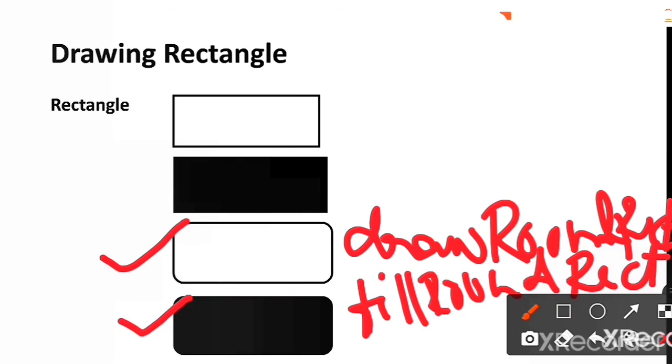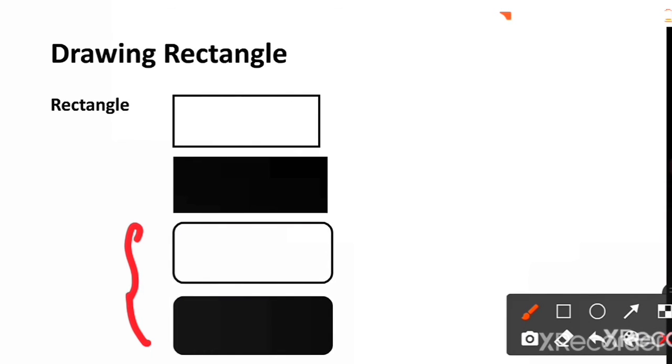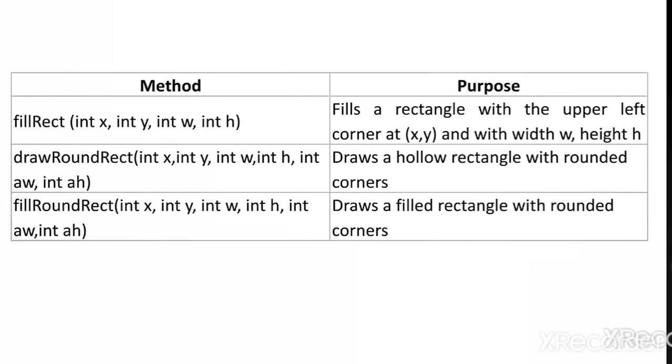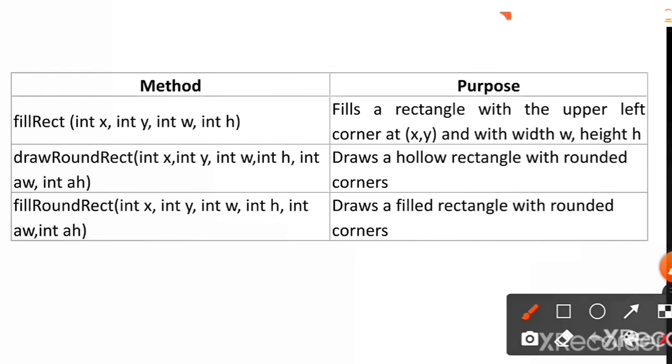Here drawRoundRect and fillRoundRect are similar to drawRect and fillRect, except that they take 2 additional parameters that we are going to discuss in the next slide. So these are the methods that we use for drawing rectangles of different shapes: fillRect for generating a solid rectangle, and drawRoundRect for generating a rectangle with rounded corners.